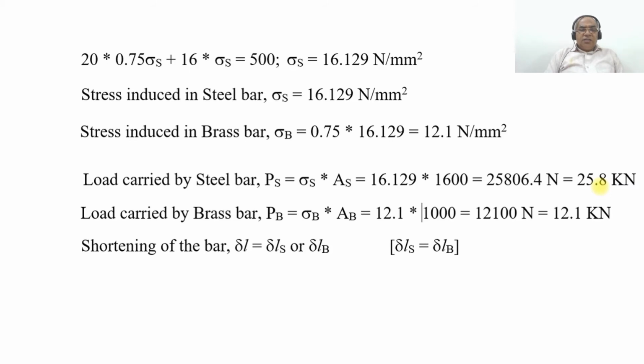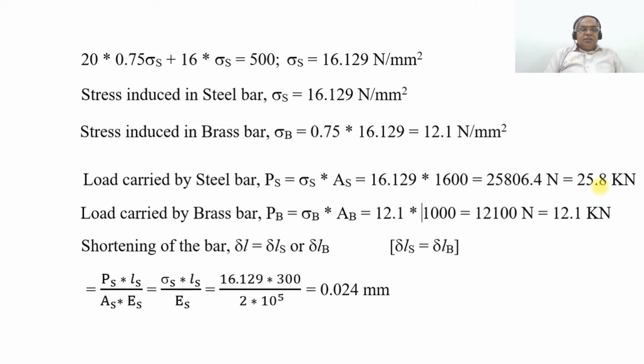So what is the shortening of the bar? Because the load is applied from the top, you are going to get compression. We know that the compression in the steel bar is equal to the compression in the brass bar. Therefore, it will be PS into LS by AS into ES, which equals sigma S into LS by ES. You know the value of sigma S is 16.129.